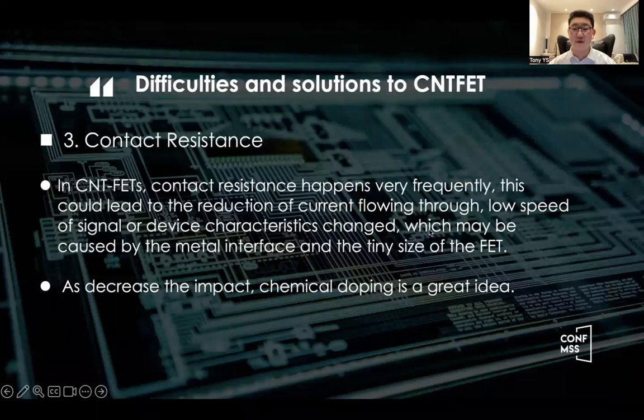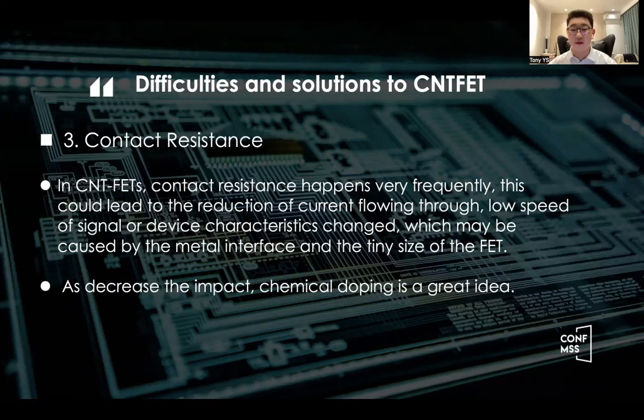And the main difficulty for CNT FET, for instance, is contact resistance. Contact resistance happens in CNT FETs quite frequently. This could lead to a reduction of current flowing through, something like low signal speed, or even device characteristics being changed. And the main reason is that the metal interface and the FET size are too small, so that the silicon or other metal contact can't be very stable.